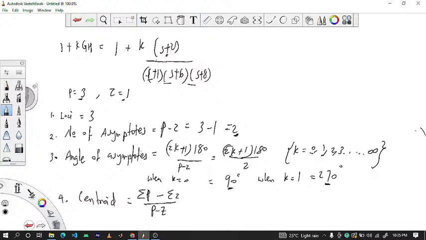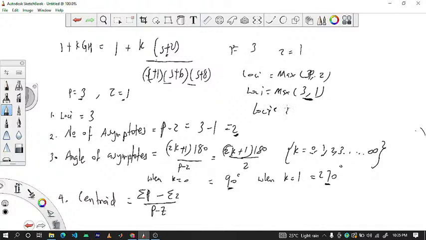Okay, so someone is asking how the loci was gotten to be 3. I said that the loci is the number of branches. First, you calculate your number of poles. In this case, I had 3 poles, right? And I had 1 zero. So the loci is equal to the maximum value between your poles and your zeros. I have 3 poles and 1 zero. 3 and 1, which one is bigger? 3. So your loci is equal to 3. That's all. I hope I've answered your question.